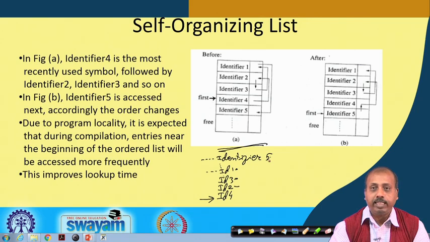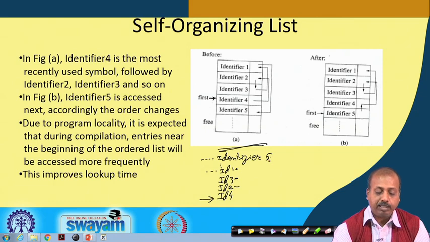So, it is more likely that identifier 4 will be accessed compared to identifier 2, the chances of accessing identifier 3 are even less, identifier 1 even lesser, and identifier 5 has the least access probability. That is the expectation, and that happens due to program locality.